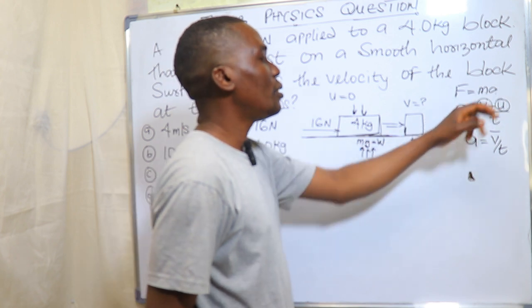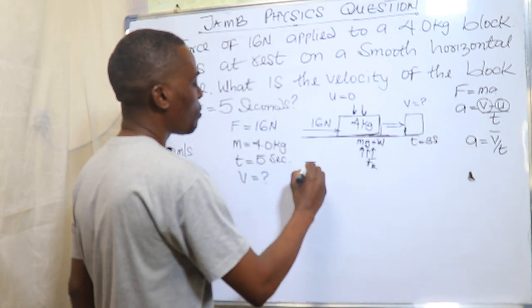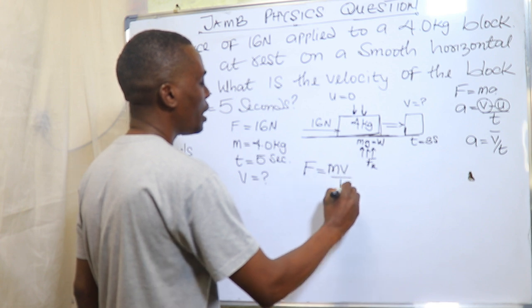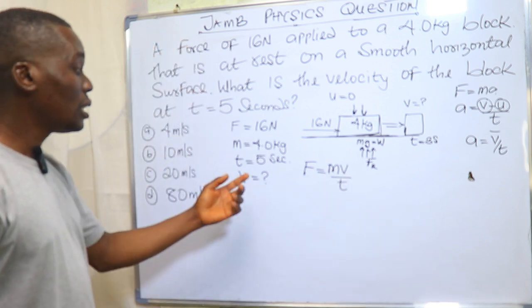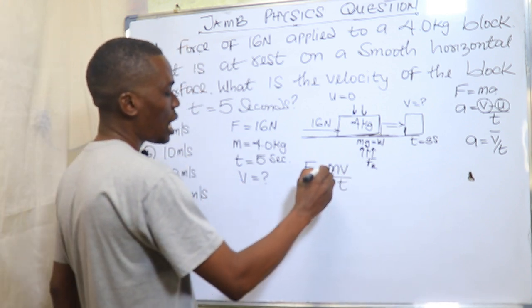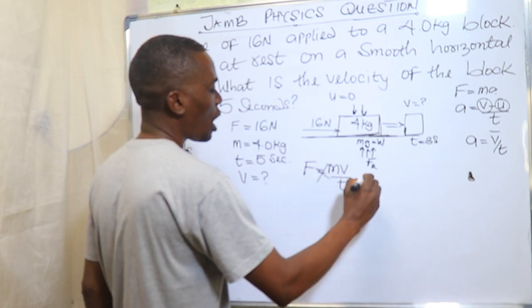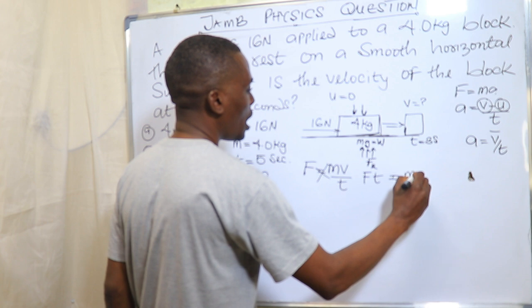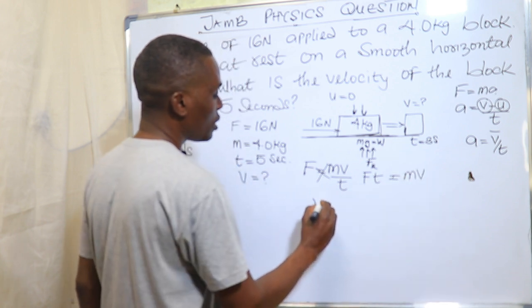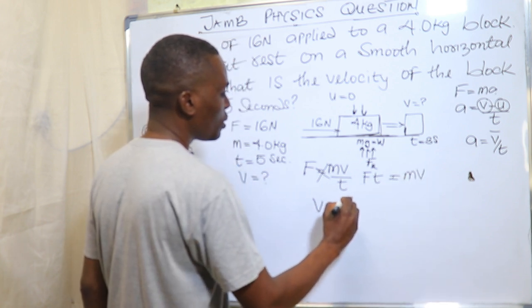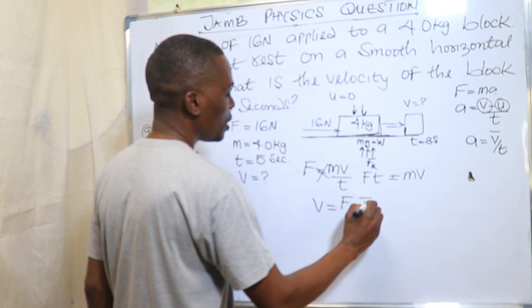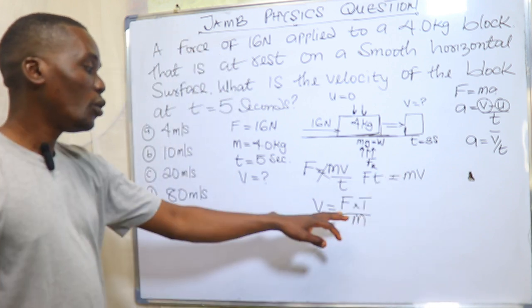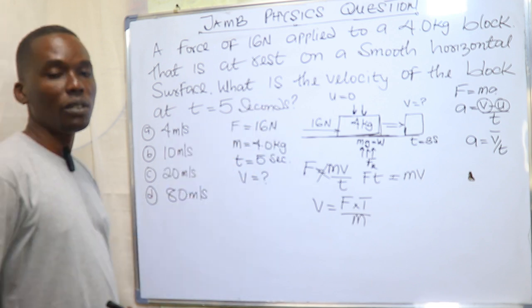Now if we put the acceleration there, that means our force could now be equal to m times v divided by t. Now wetin this we could look for? Velocity. I will cross multiply. So our ft, that is force times time, will be equal to mv. Now our velocity will be equal to force times time divided by the mass. So if we use this formula, we get the velocity.